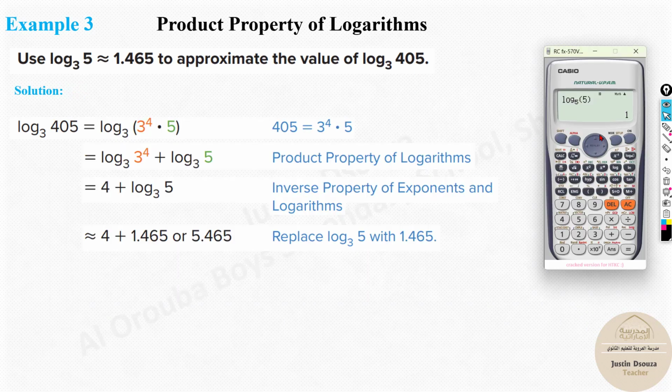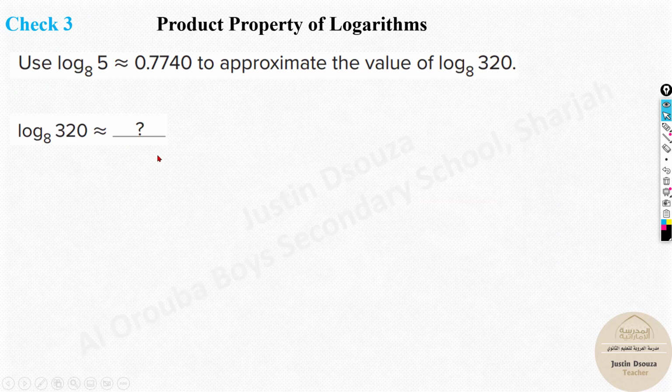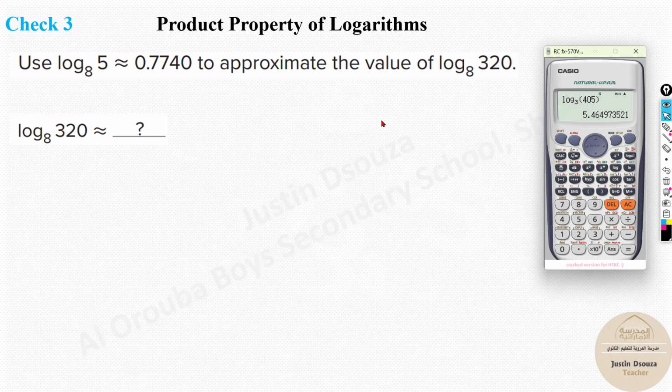Or you can directly solve this. Log base 3 of 405 will be equal to 1.46. And you know the approximate 3 decimal points is given. So 46 and 49 becomes 5. This is the answer. You can try this by yourselves, or you can just solve it by calculator. I will just use the calculator, but the method is the same, so you can do the method. It'll just take time, or you can just try this.